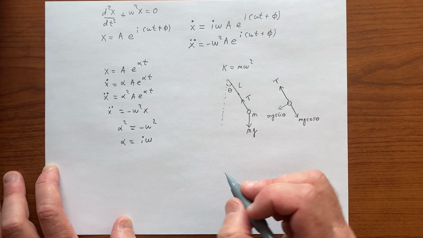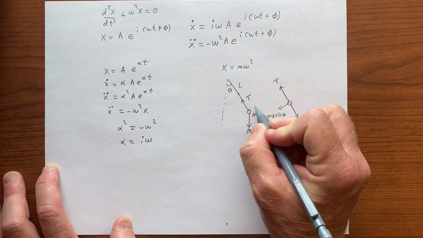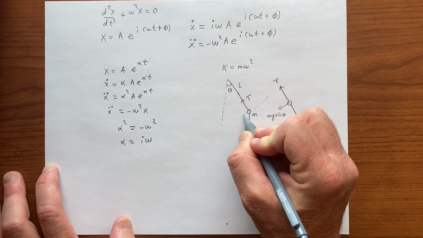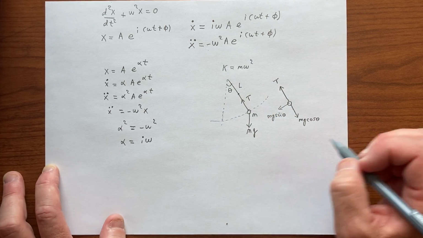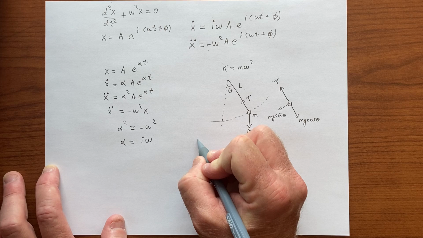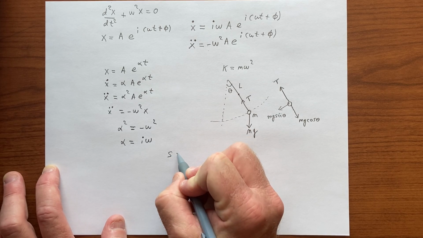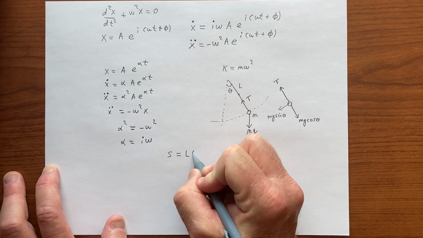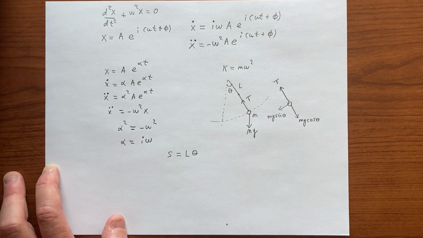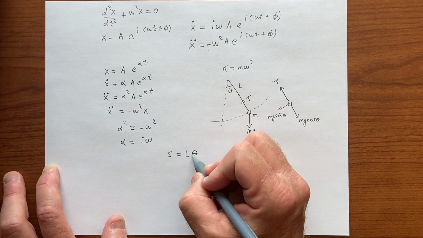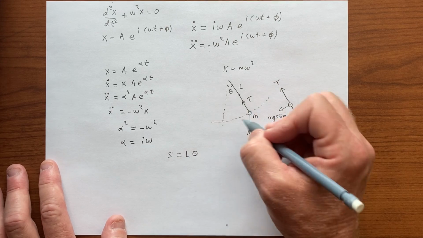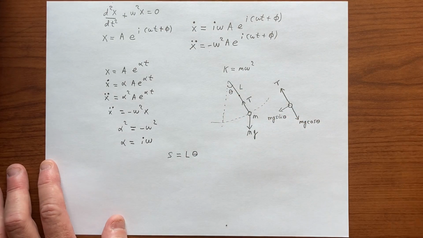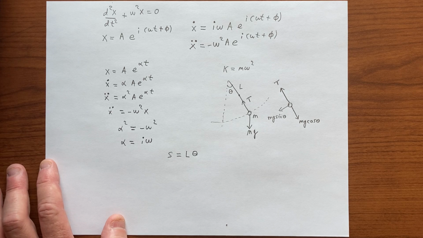So the object is actually moving along an arc like that of length L, and so the distance covered is say arc length S. S is L times the angle. As the angle increases, it goes all the way around. S becomes 2 pi times L, because when we go once around, this becomes 2 pi. That's the circumference, as we know.